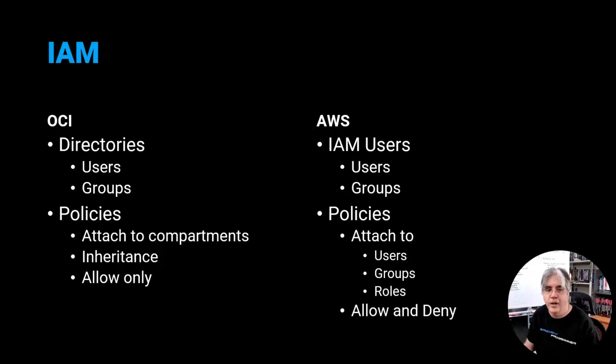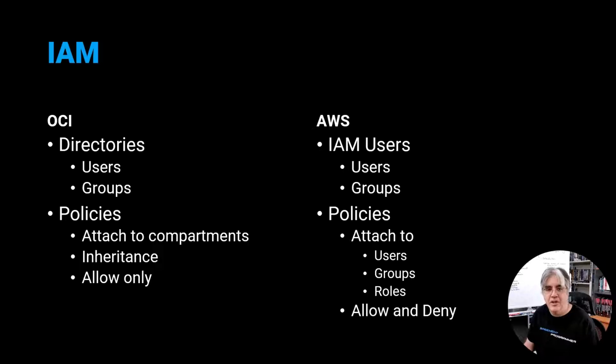IAM, or Identity and Access Management. It's your fine-grained user access control here. Now, both providers have a service called IAM, or Identity and Access Management. With OCI, you create users inside of a directory inside of your account. With AWS, you create users directly inside of IAM, unless you're federating.